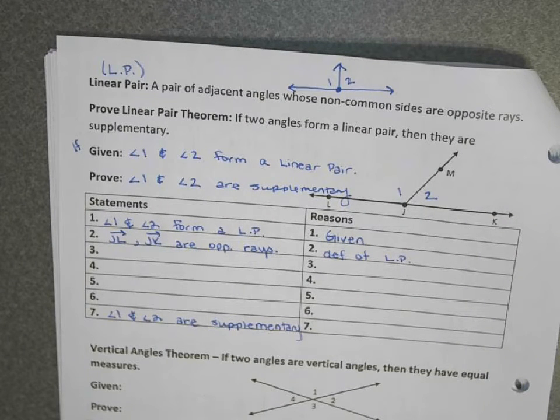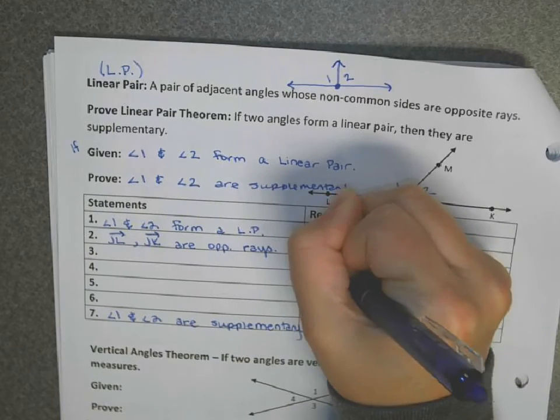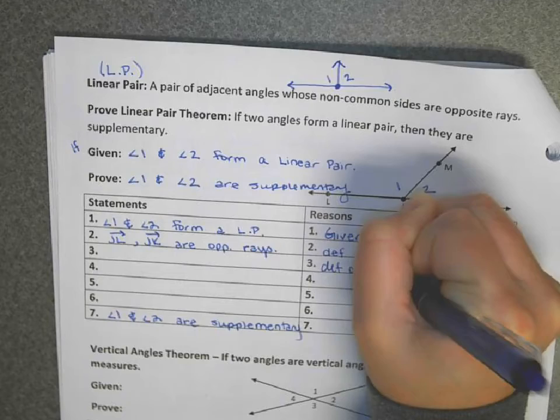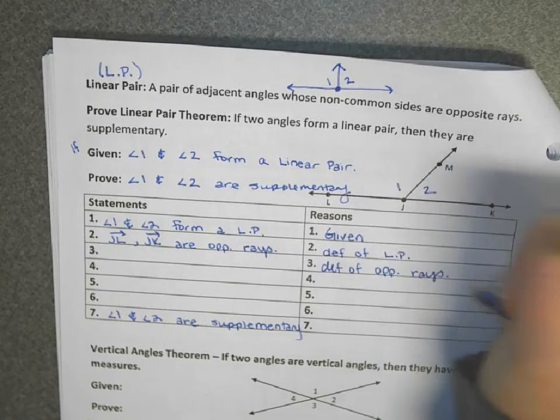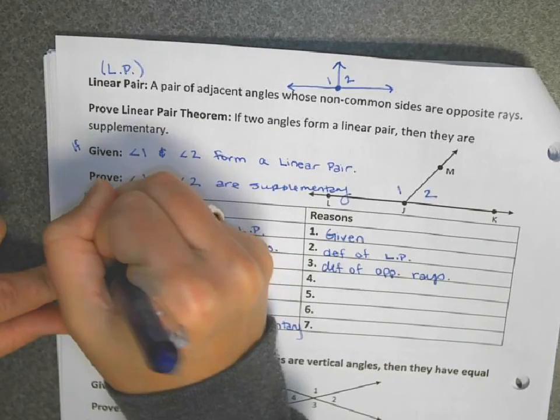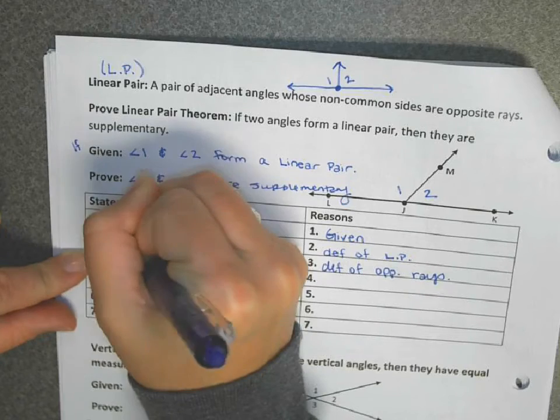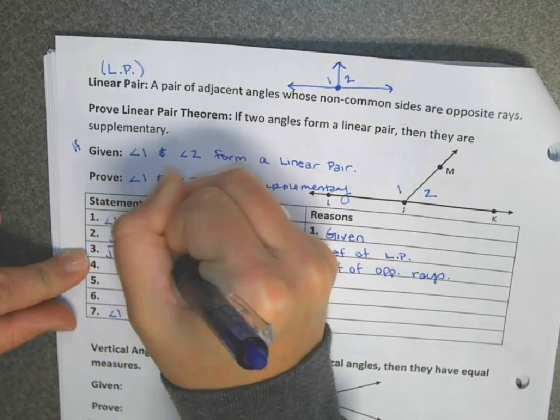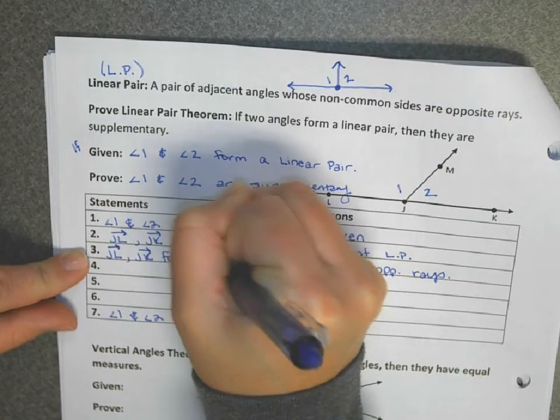Okay. If 2 rays are opposite rays, then I know that what do they form? What do they form? If they're opposite rays, what do they form? What's the definition of opposite rays? They form a line. So the definition of opposite rays says that ray JL and ray JK form a line.